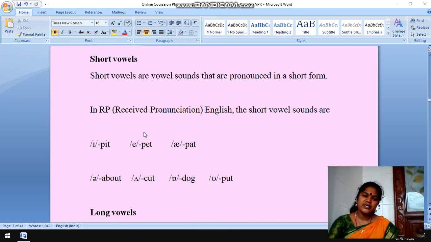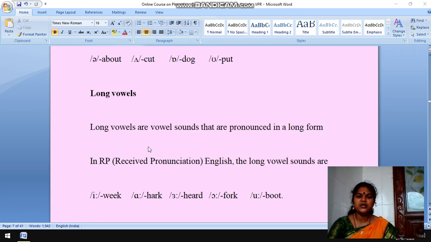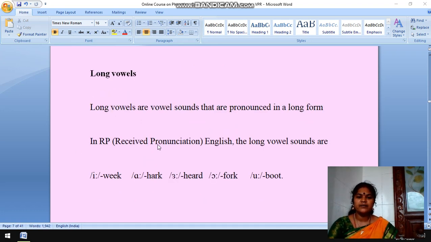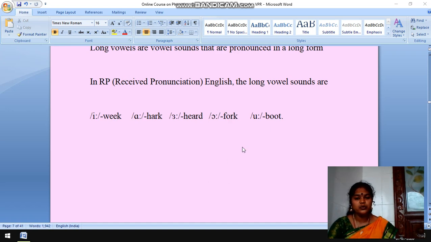There are short vowels and long vowels. In received pronunciation, the short vowel sounds are as in pit, pet, pat, above, cut, dog, put. Then the long vowels are vowel sounds that are produced in a long form. In RP English, the long vowel sounds are as in week, hawk, herd, folk, boot.